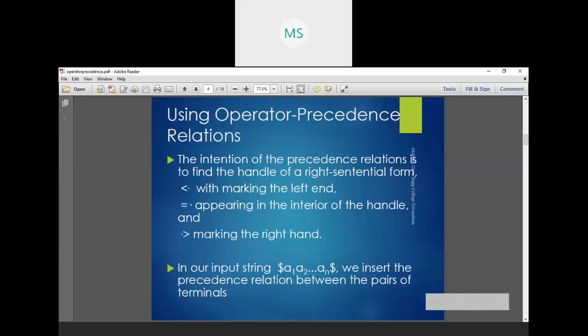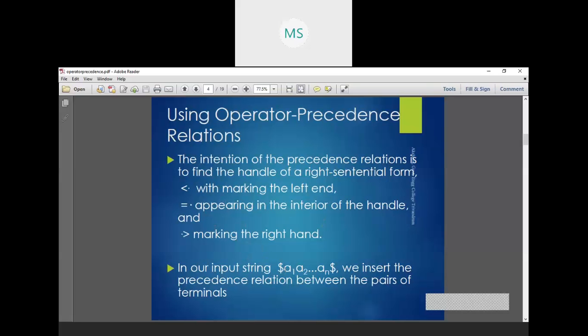Okay, the less-than relation marks the left end of the handle, equal appears in the interior of the handle, and greater-than marks the right end. A handle is always between less-than dot and greater-than dot. Between them there are terminals or other symbols that can be reduced by the head of the production. Always the handle is between the less-than and greater-than symbols.